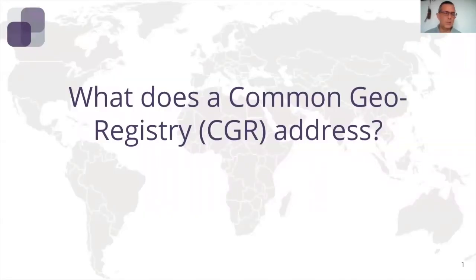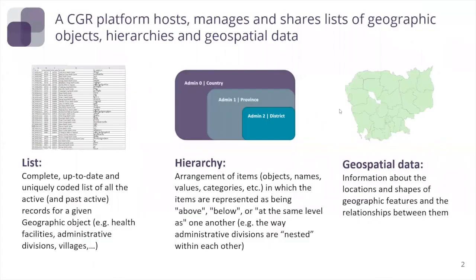We will now talk about the elements being addressed by a common geo-registry. The CGR is first about content. The CGR handles three types of data in order to manage geography through time. We have lists, hierarchies, and geospatial data.